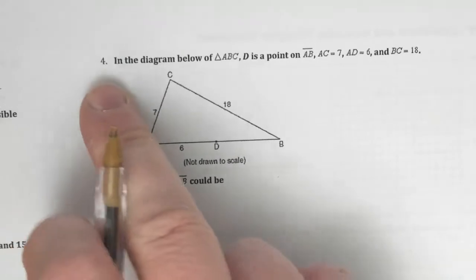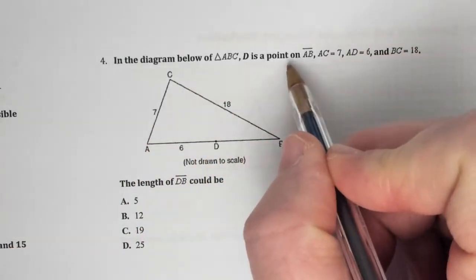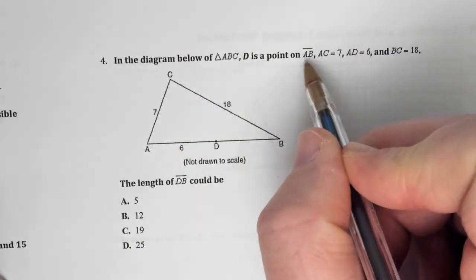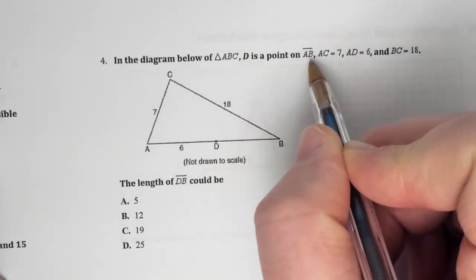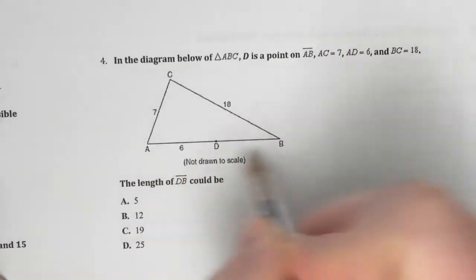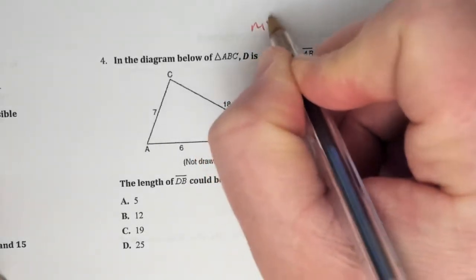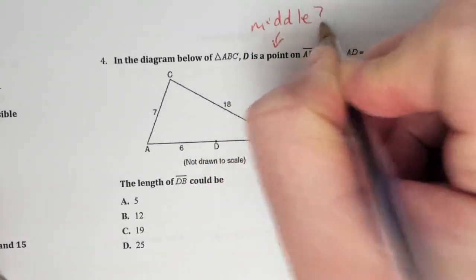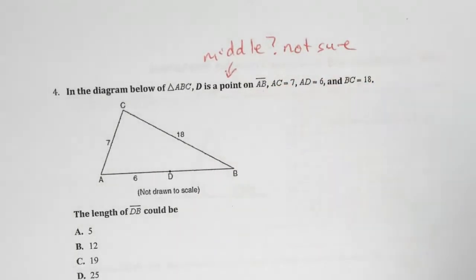All right, number 4. Okay, so in the diagram, D is a point on here. D is on a point between A and B. So D is right about here, right? We don't know if it's smack dab in the middle. We just know it's on here. So middle, not sure, right? We have no proof of that.